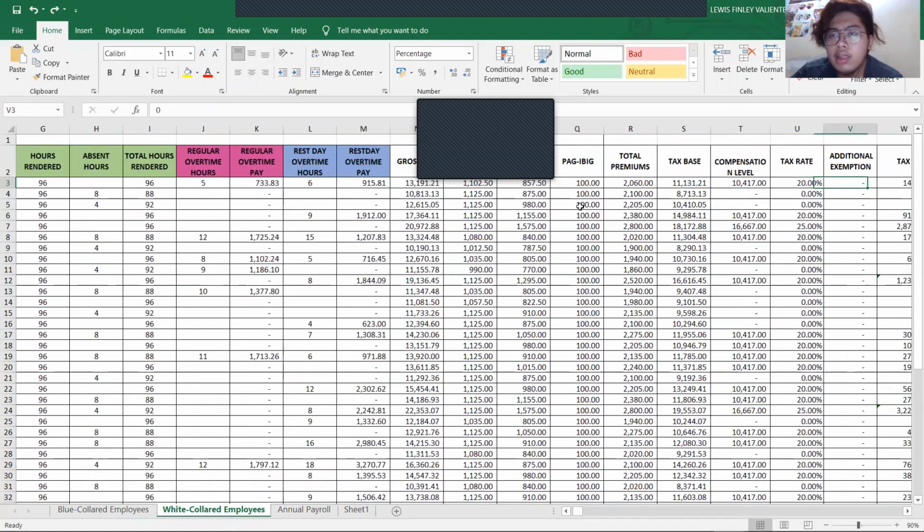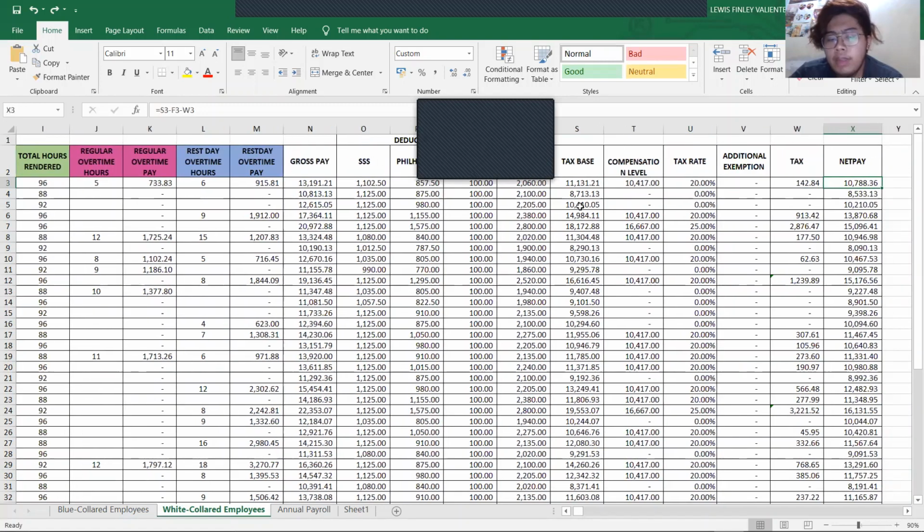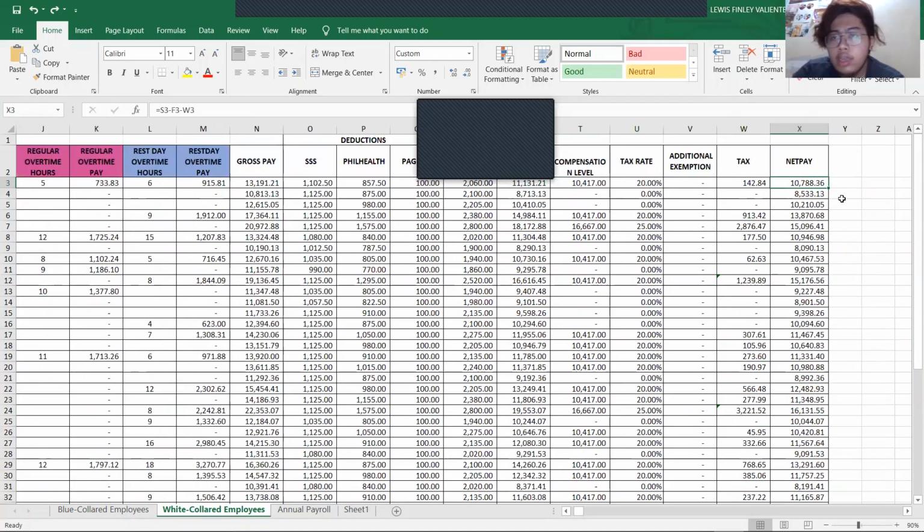And for the tax, here, we need to subtract the compensation level from the tax base, multiplied by the tax rate. And for the net pay, we need to get the tax base here, minus the tax, and minus again the shuttle deduction so that we can get the net pay.